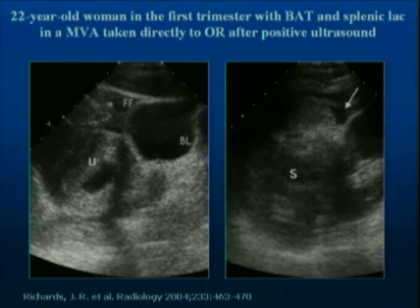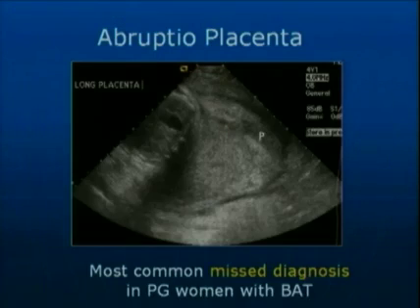A similar patient, a 22-year-old, with free fluid again anterior to the bladder, as well as free fluid adjacent to the spleen, and the spleen was very, very difficult to identify. She had a splenic lac and was taken directly to the OR without a CT.